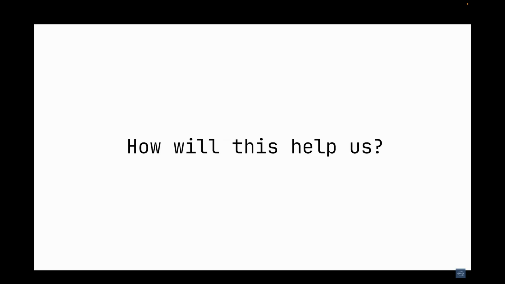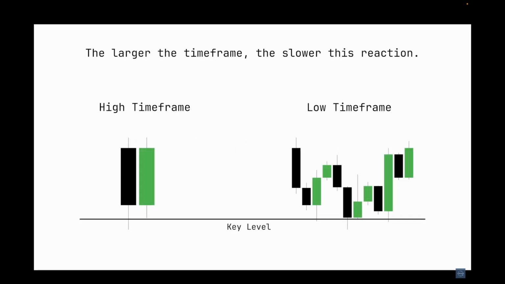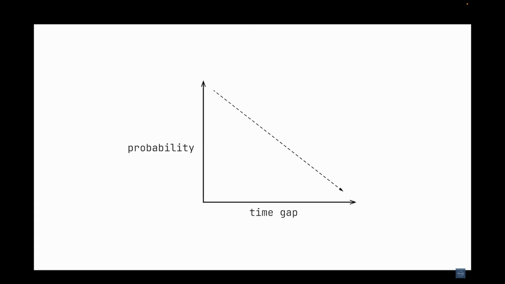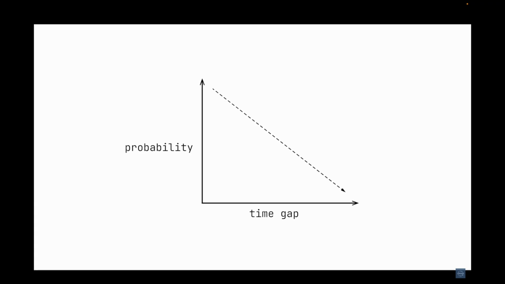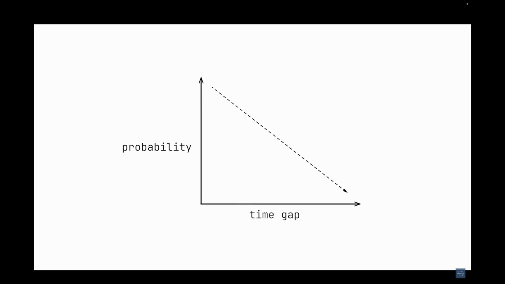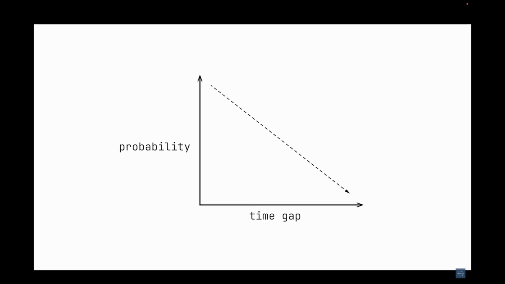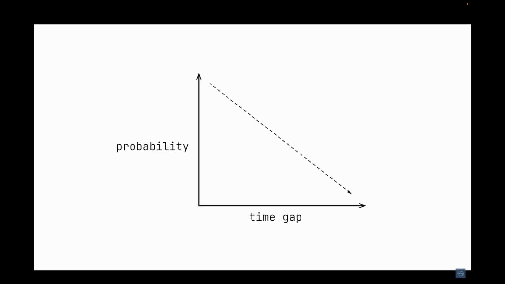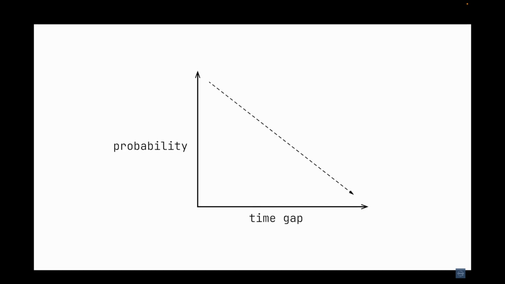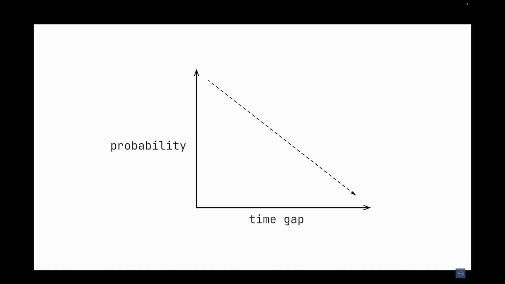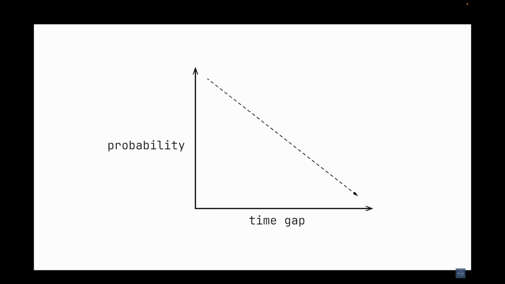How will this help us? The logic is simple and forms the basis of our strategy. First, we must understand that each time frame has its own reaction time to a specific zone of interest or problem area. The larger the time frame, the slower this reaction. If we illustrate this principle schematically, we'll see that the larger the distance between the time frames on which the position is entered and those that define our zone of interest, the lower the probability of a positive outcome. This is why some patterns, like a reversal from 1 hour to 5 minutes, are ineffective.